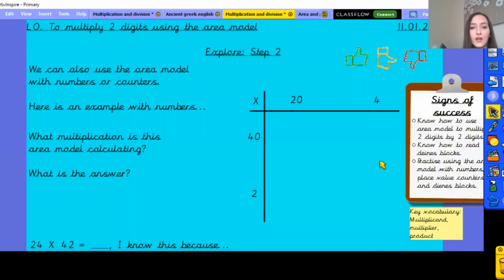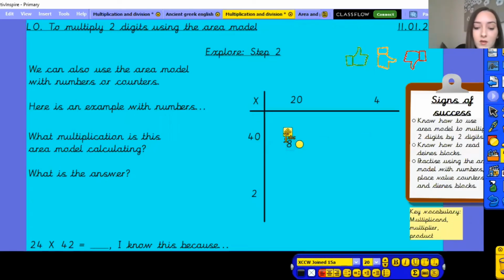Okay, so if you're feeling confident that you know how to find the answer of this area model, you can pause the video and do that now. But if you're still unsure, I'll go through it with you now. So firstly, we need to start with one number and multiply it by the other. So let's start with 40. So we need to multiply 40 by 20, which would be 800. I'm going to write 800 here. But we still have our 4, so we need to multiply 4 by 40, which would be 160.